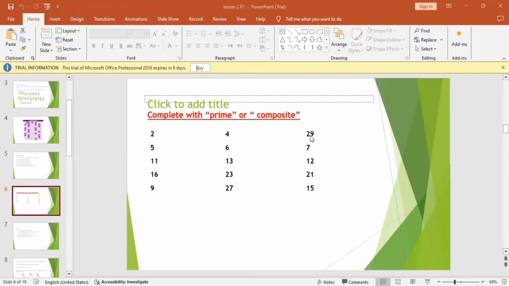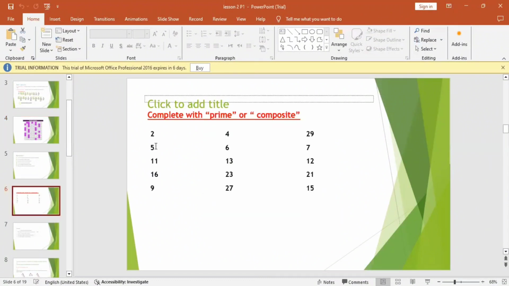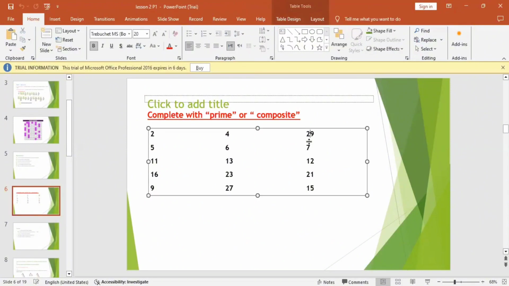But as we said, not all the odd numbers are prime. 29, let's check our chart. You have to study these numbers. 29 is a prime number, okay? So it's a prime. 5 is a prime number. 7 also prime. I can get it by multiplying 1 by 7. 11 prime. 13 prime. 23 is a prime number. 21, no, it's not a prime. I can get it by 1 by 21 and 3 by 7. It's not a prime.